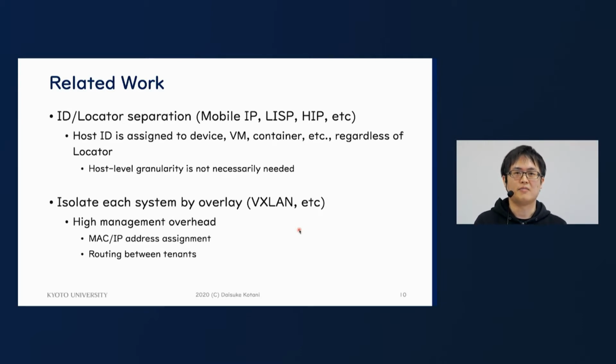Another approach is to use overlay technology to isolate each system so that it can assign aggregated IP addresses. But this also introduces a problem of high management overhead. When it comes to managing MAC addresses or IP addresses, you need to manage locator IP addresses in addition to IP addresses used in the overlay network. Management overhead will simply double. On top of that, you also have to think about routing between systems. For those reasons, you probably want to avoid this technology if possible.